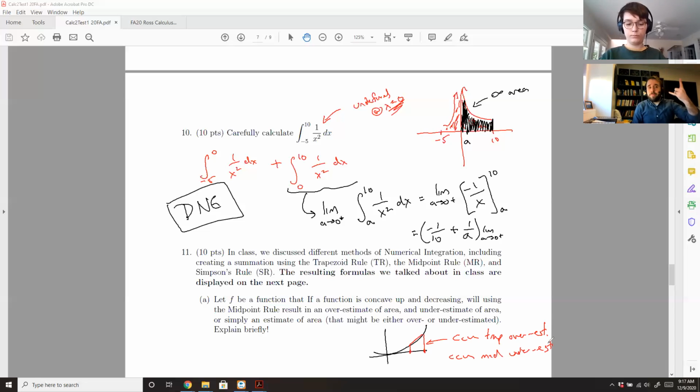Those rules would be flipped if it was concave down. The trapezoid rule and the midpoint rule balance each other out in this interesting way, where one of them is often an overestimate and the other is often an underestimate. We can talk more about that on Friday or during office hours if anybody is interested.